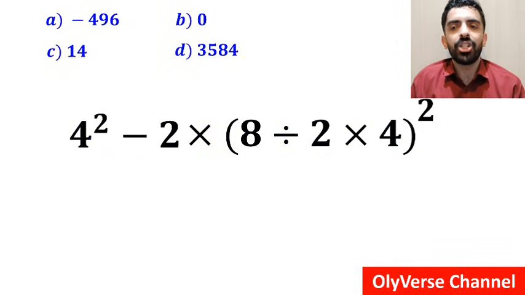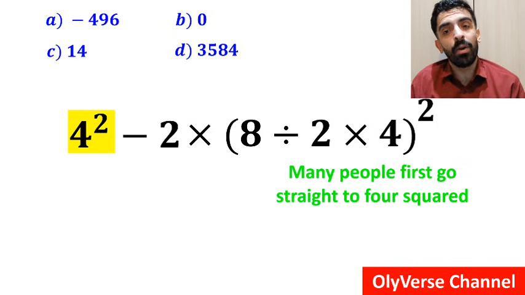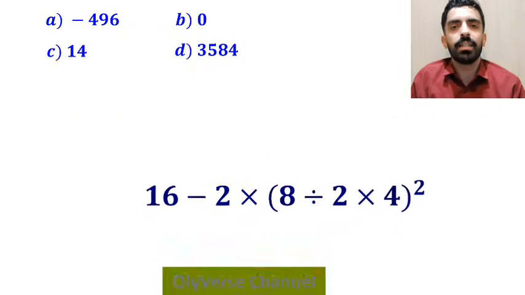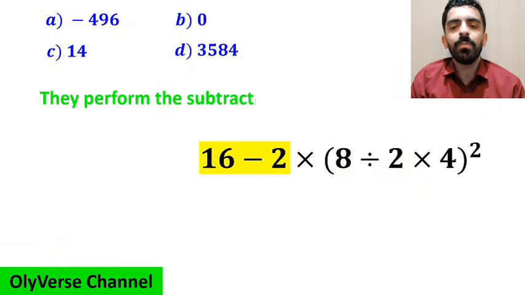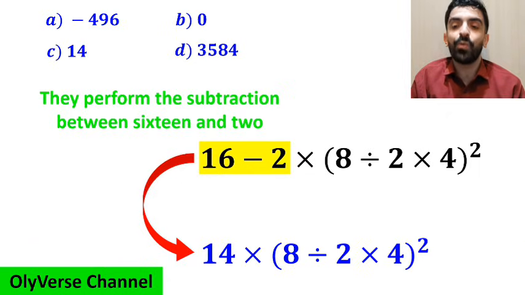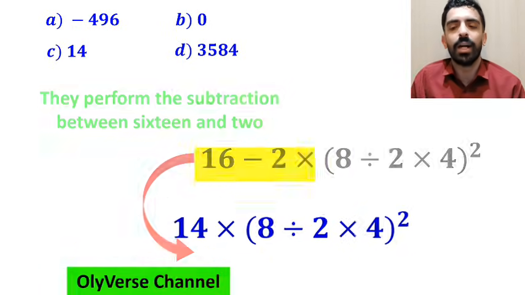To solve this question, many people first go straight to 4 squared and they simplify this expression to 16 minus 2 multiplied by (8 divided by 2 times 4) inside the parentheses and all squared. In the next step, they perform the subtraction between 16 and 2 and write this expression as 14 multiplied by (8 divided by 2 times 4) inside the parentheses and all squared.